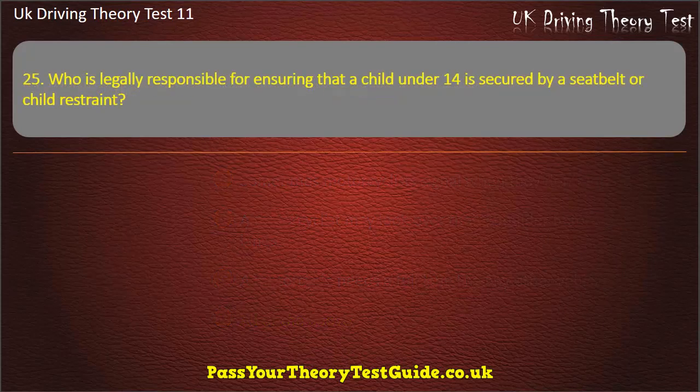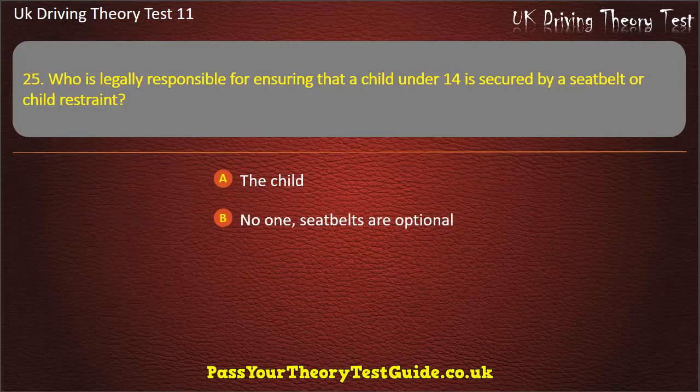Question 25. Who is legally responsible for ensuring that a child under 14 is secured by a seatbelt or child restraint? The child. No one. Seatbelts are optional. The child's parent. The driver. Answer. The driver.